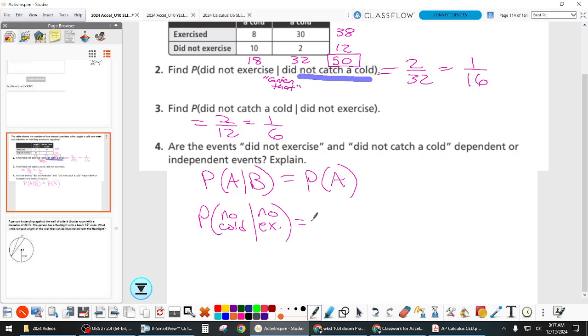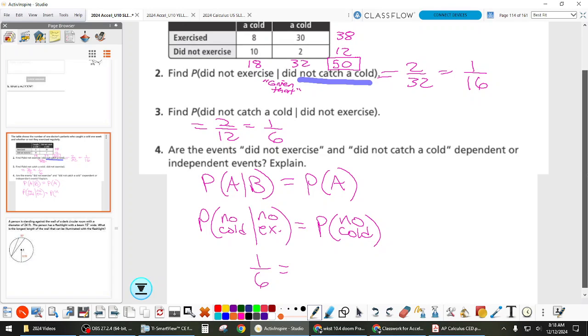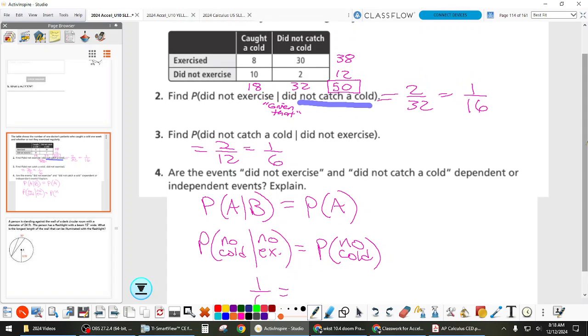And then what goes here? Deny. No cold. What am I doing? N-O. There we go. Okay. Well, we already did this one. Which one was this? 1/6. Yeah, that was number 3. So this was 1 out of 6. How do we find probability of no cold? Total of not having a cold. So out of this total column, 32 out of 50.